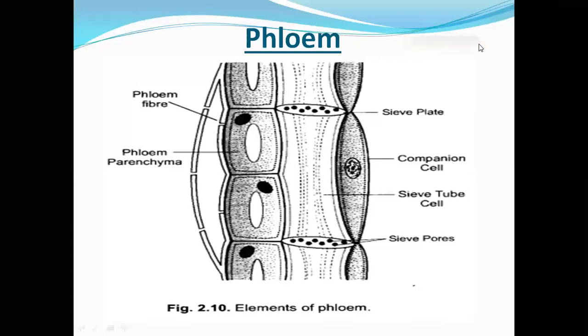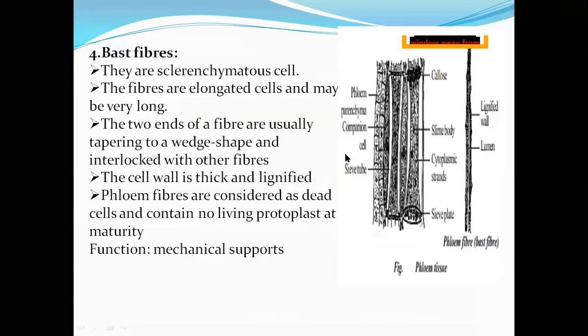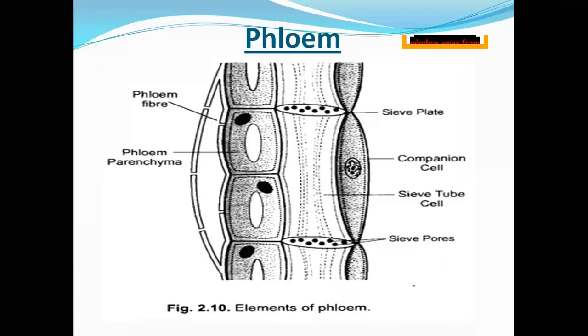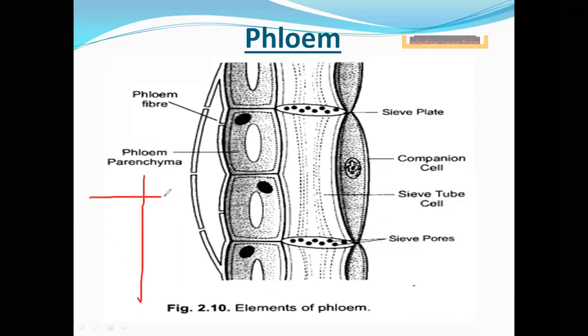Now we will see some more information about the phloem. Generally in the phloem there is a primary phloem and secondary phloem. There are a few differences between these primary and secondary phloem. Now we will see the differences one by one, point to point.